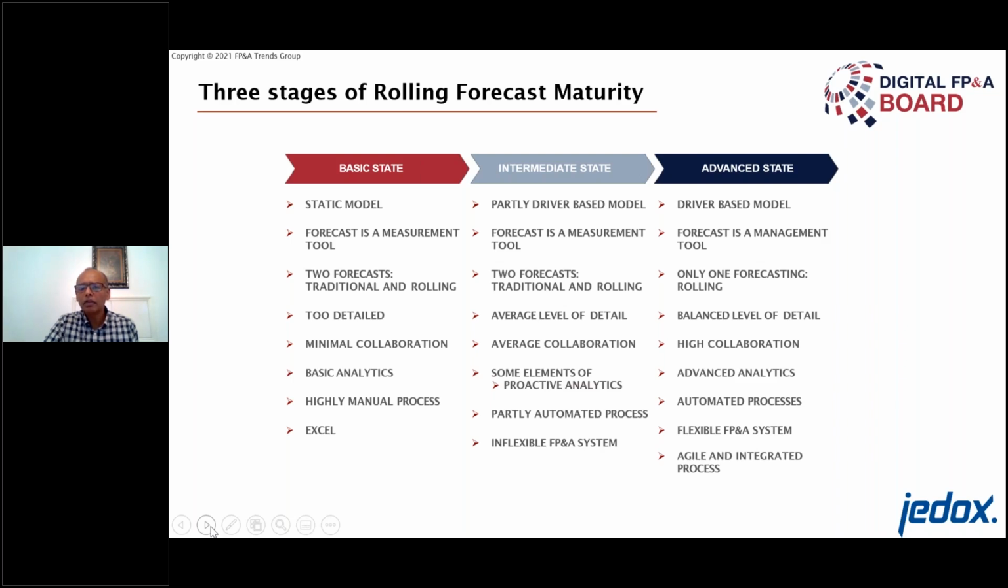You would see there the first point, driver-based modeling. It is key that your rolling forecast is driver-based. Our speakers today will talk extensively on this. It is a management tool. It is not a measurement tool. We need to be wary of that, and this is a cultural thing as well. There's only one forecasting, which is the rolling forecast. There are no other 2-3 different tools. Traditional budget, forecast, and rolling forecast, no, just one.